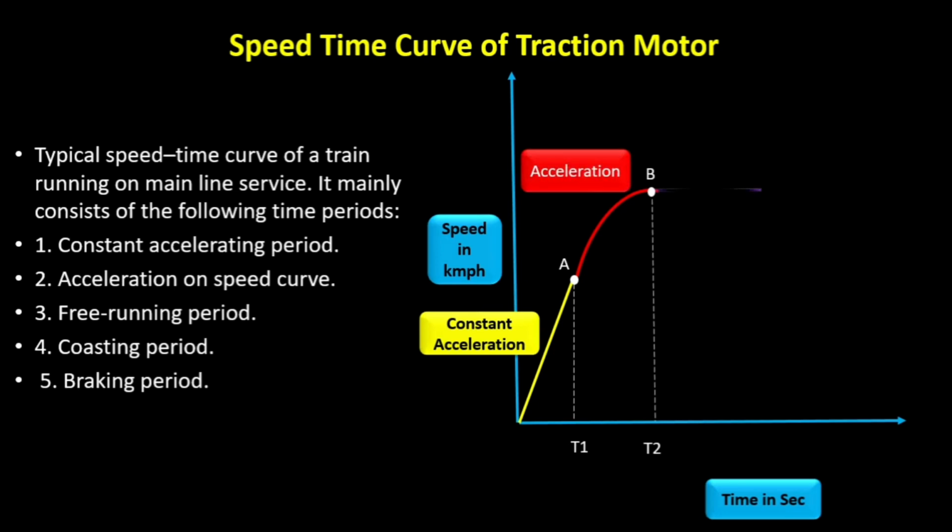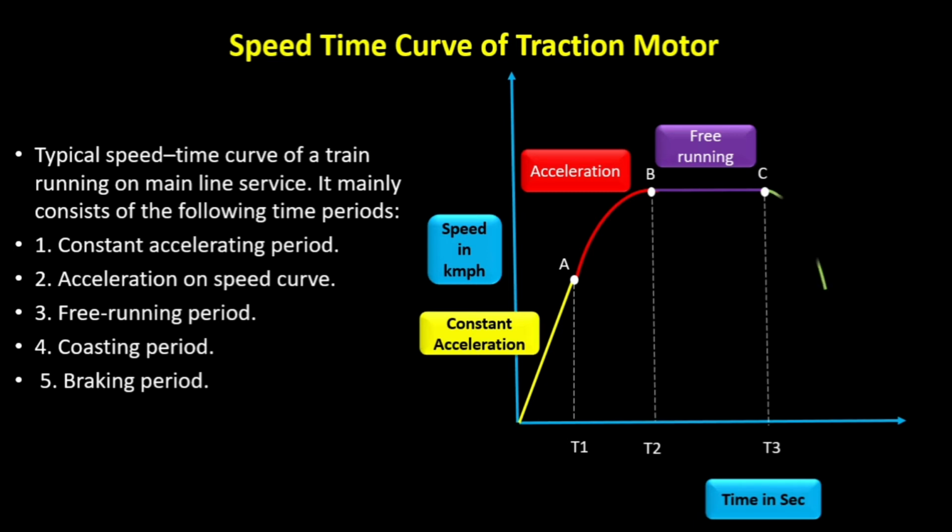Now it has picked up the speed, so there will be a free running period. The speed will not change, it will keep running. So this period of time until point C is known as the free running period. It will last until time t3.